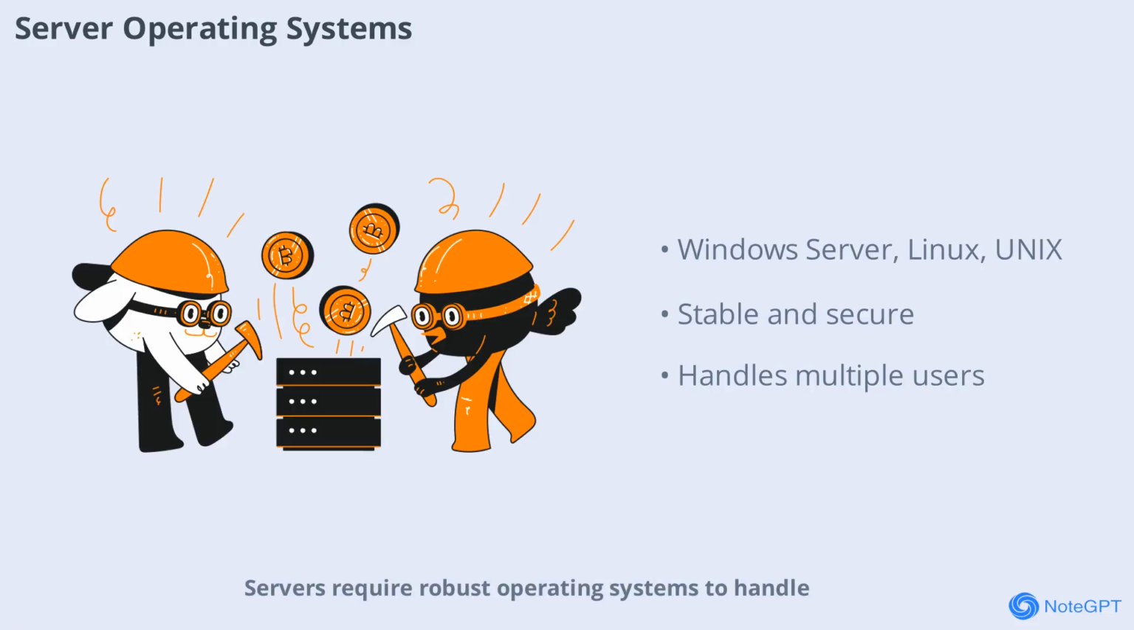Servers require robust operating systems to handle large volumes of data and multiple users. Popular server OSs include Windows Server, Linux distributions like Ubuntu Server, and Unix. These systems are designed for stability, security, and scalability, making them ideal for businesses and organizations that need reliable performance around the clock.